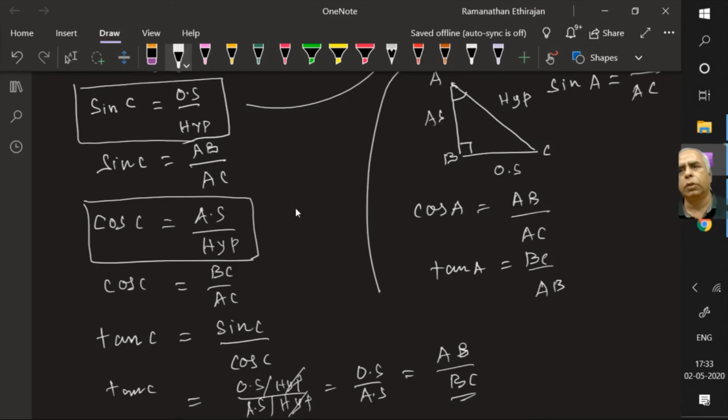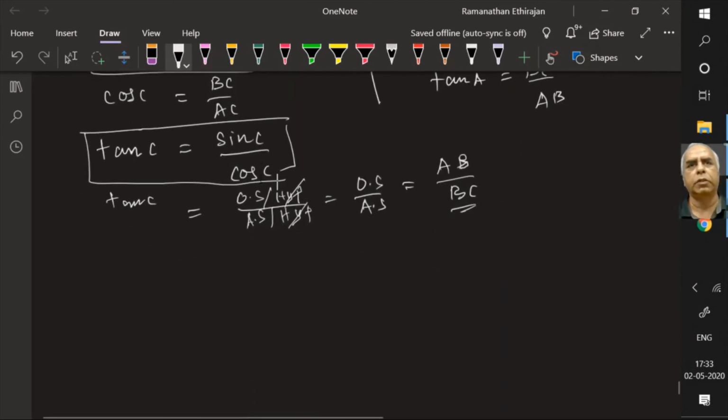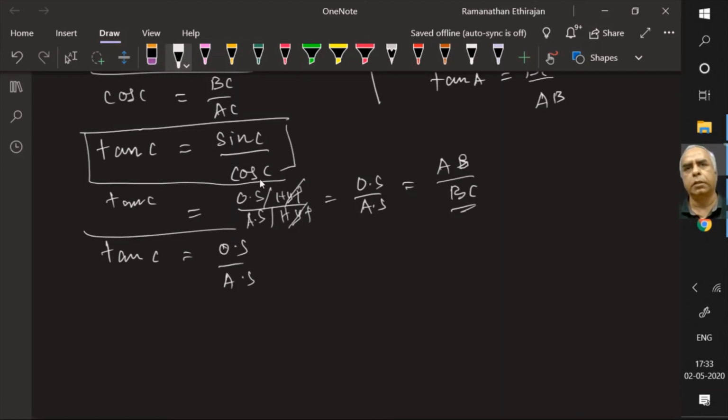So what is the original formula? That is this one. You have to remember this. Tangent means opposite side divided by adjacent side. Take it down: opposite side divided by adjacent side. This is tan C.